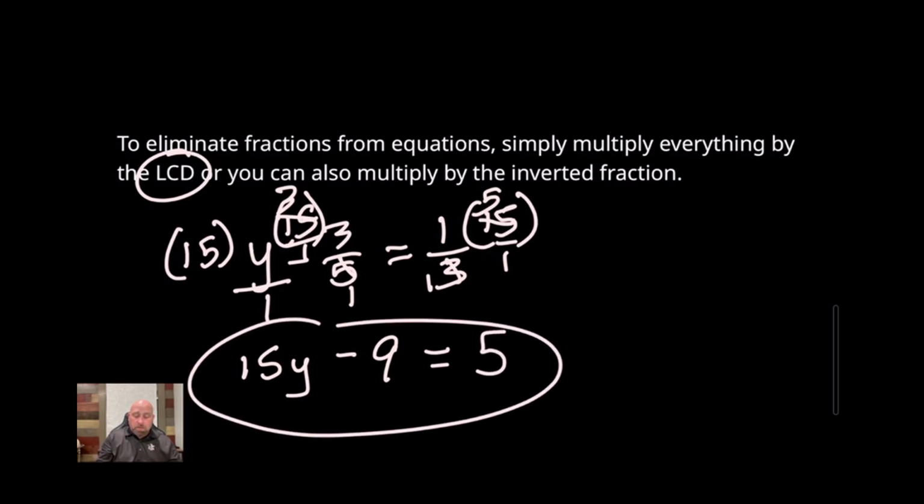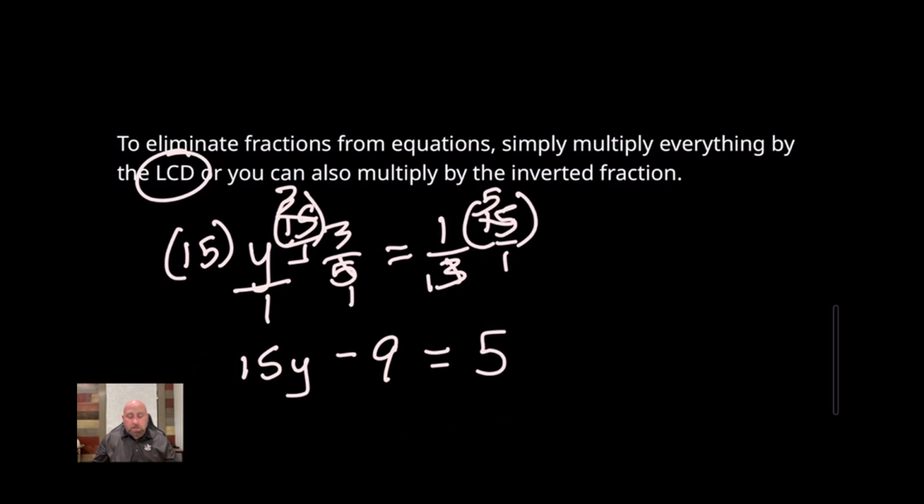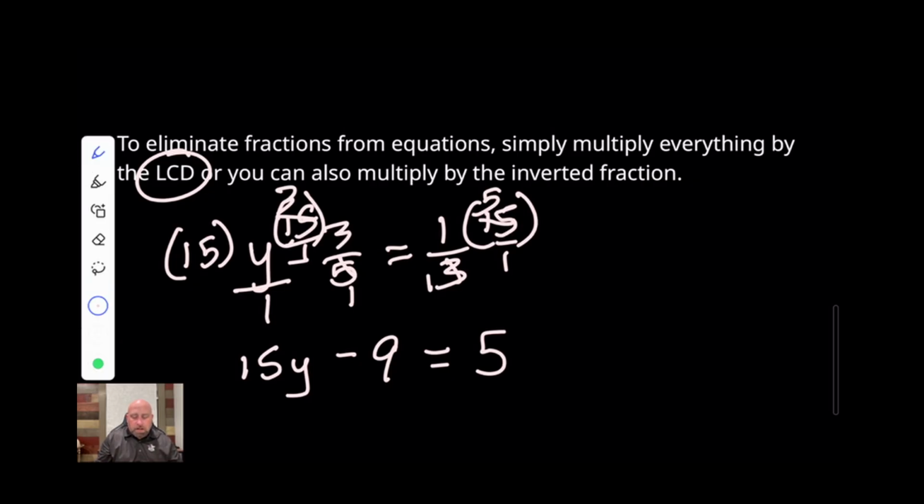And now, notice I've got a new equation with no fractions. It's a little shortcut. It just helps you eliminate fractions, helps you solve these a little bit quicker, maybe a little bit easier without all the fractions going on. All right, so I now have a 9 over here. Again, I'm trying to get this all by itself. So if I have that 9 over here, I'm going to add 9 to both sides.